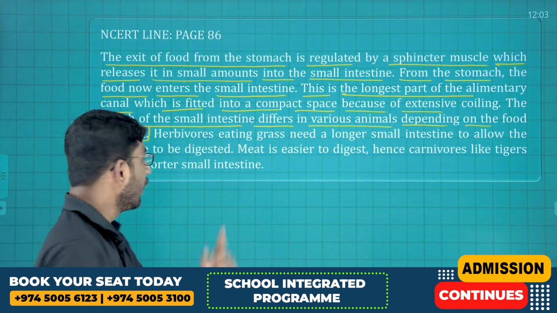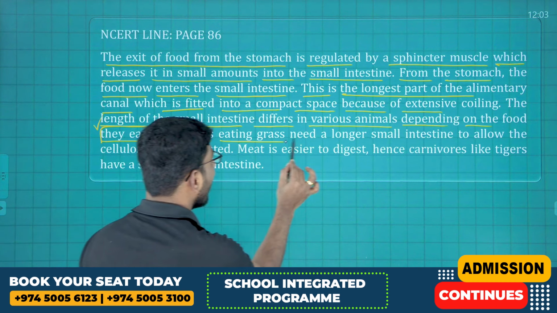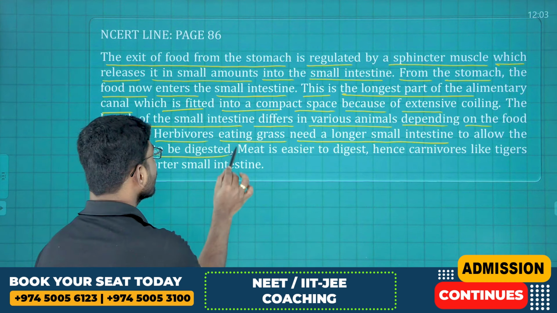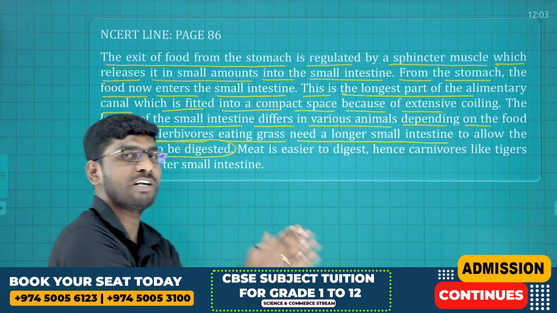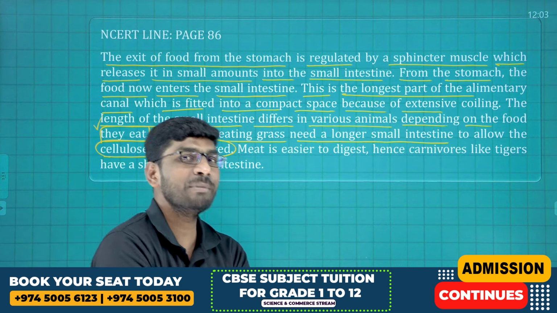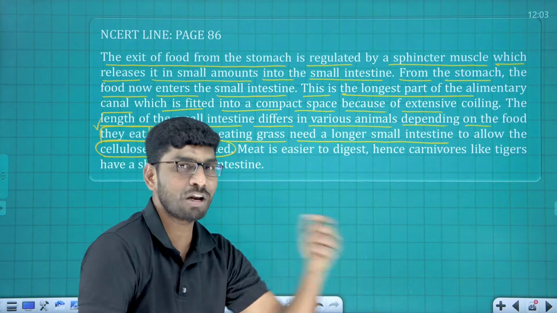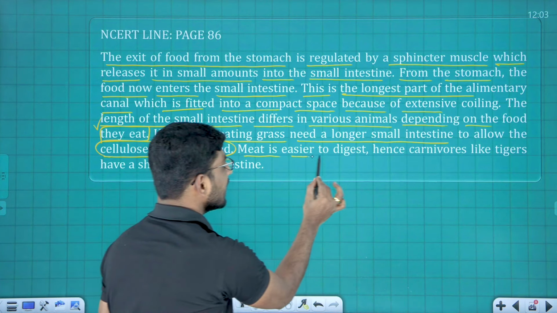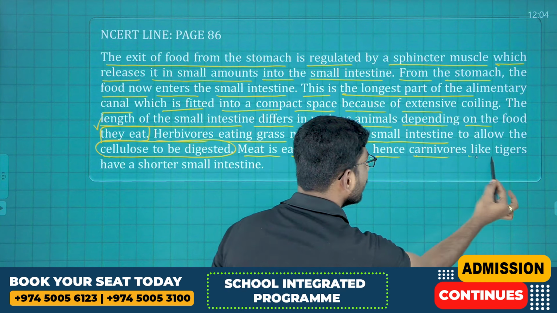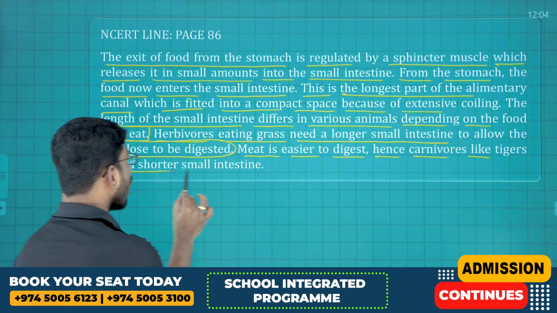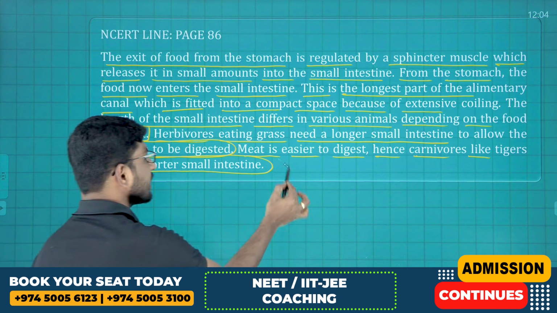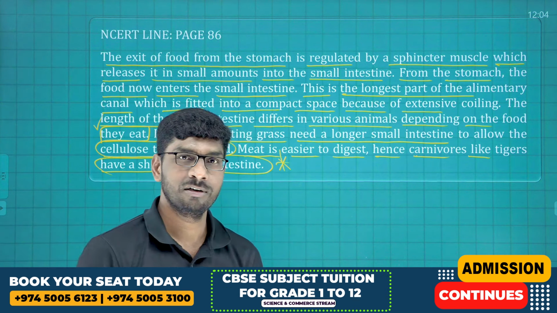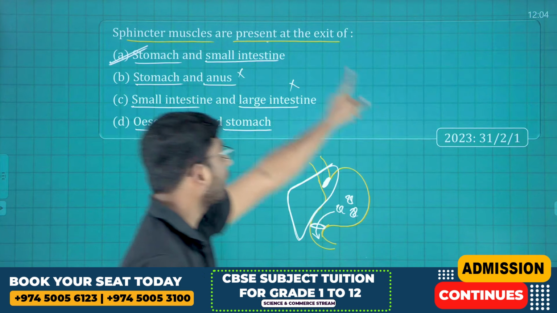Absolutely, the statement is correct. Look here. Herbivores eating grass need a longer intestine to allow cellulose to be digested. I told you this in the previous question. Herbivorous animals have a longer, highly coiled small intestine so cellulose can be digested. Come to the next point. Meat is easier to digest, hence carnivores like the tiger have a shorter small intestine. Statement-based questions and also assertion-reason questions can be asked. You got my point? So what is the correct answer of this question?